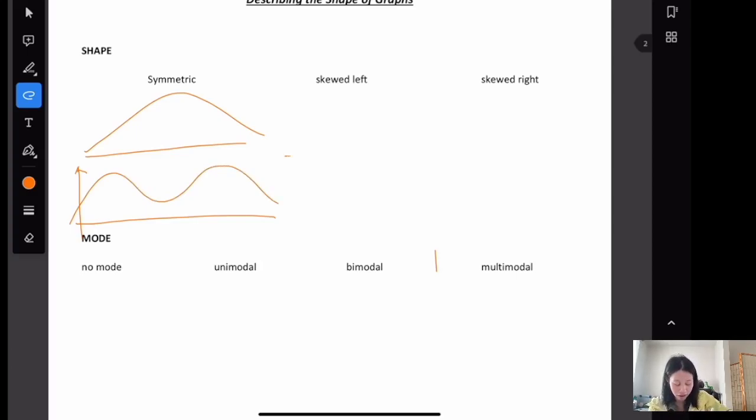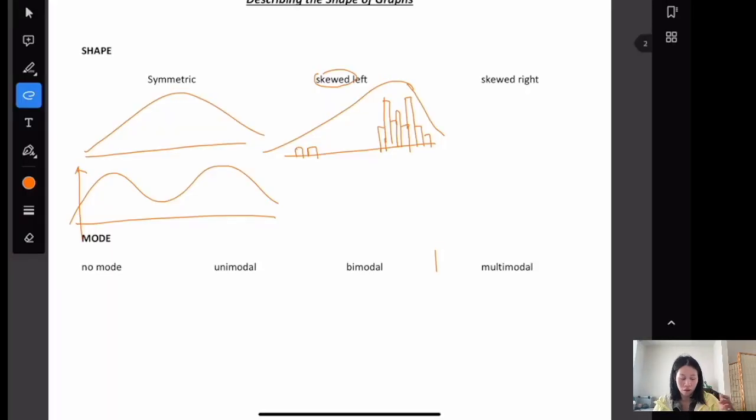So skewed to the left, maybe you will see some histogram where most of the data are clustered on the right, and then there are some outliers on the left. So overall the graph looks this way. This is called skewed left. Skew is about where the tail is. If the tail is on the left, we call it skewed left.